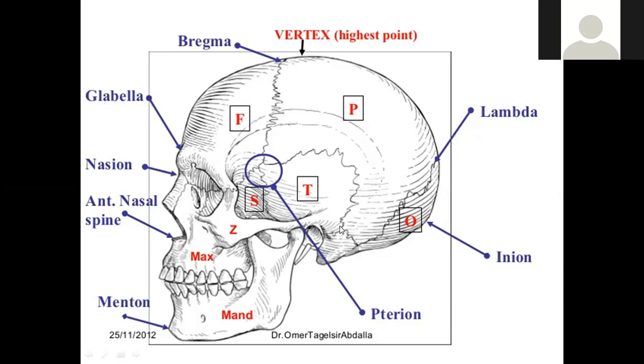That is asterion. And the maximum pointing area behind is called inion, where we have the external occipital protuberance. And in front, we call it glabella, where we usually keep the bindi. That is the glabella area. Below that, nasion.